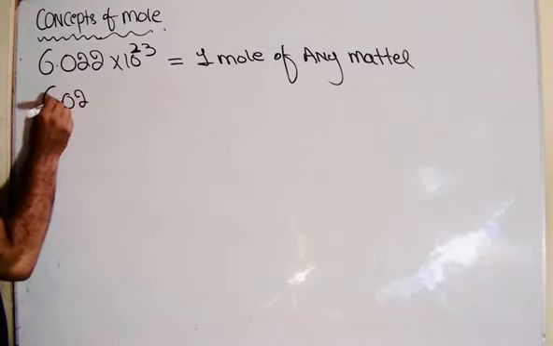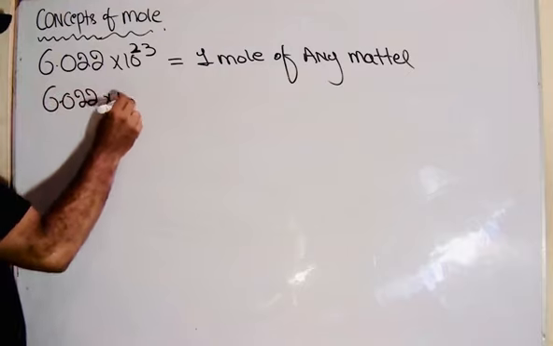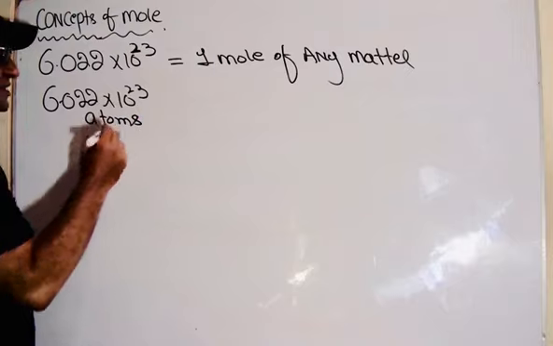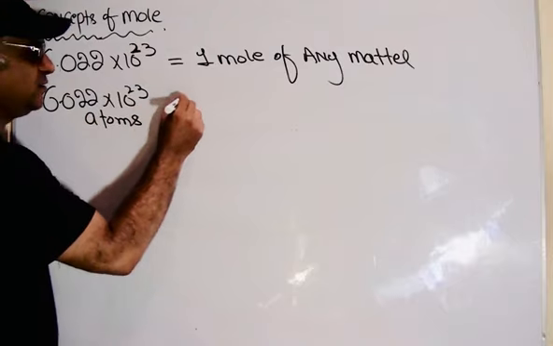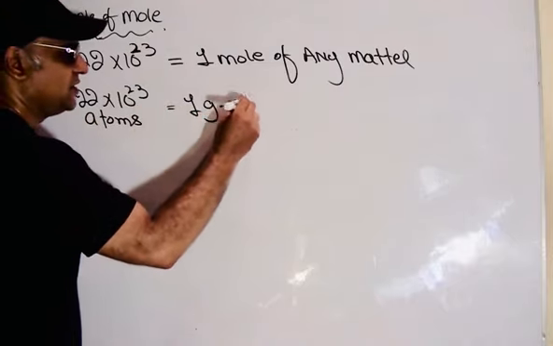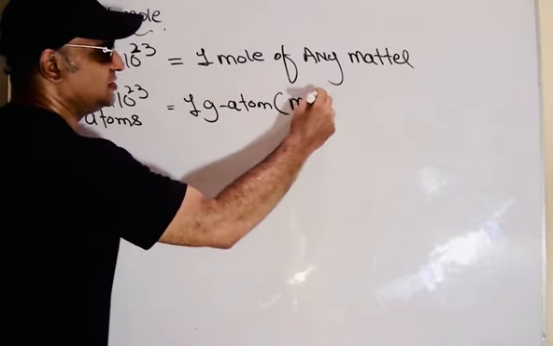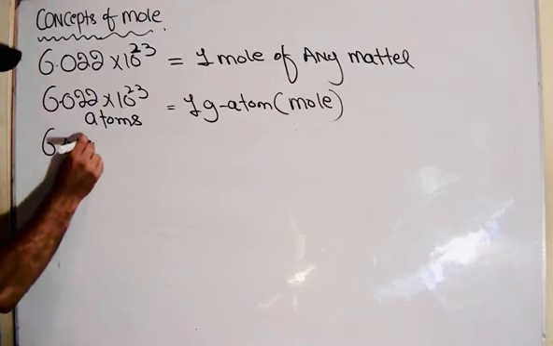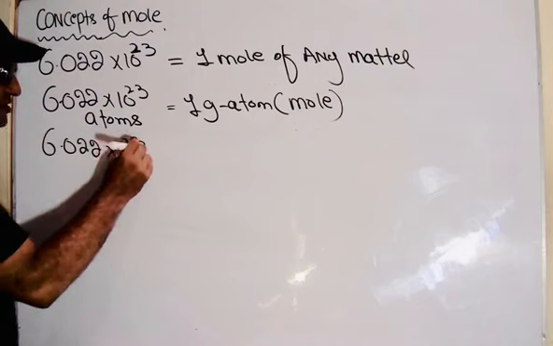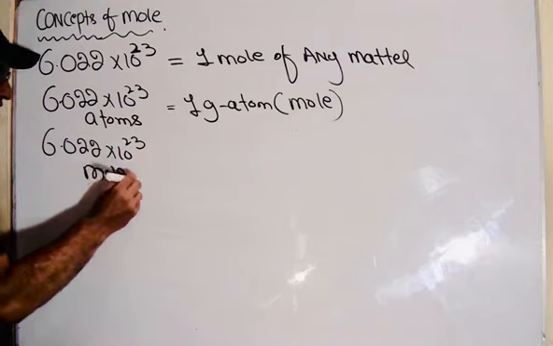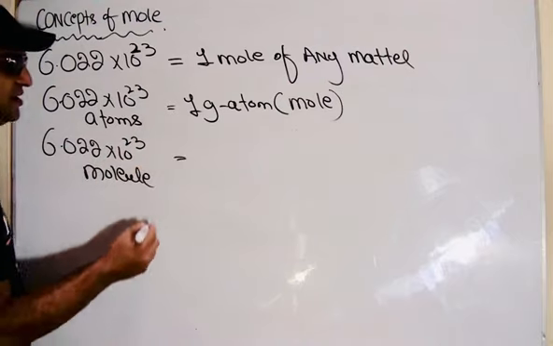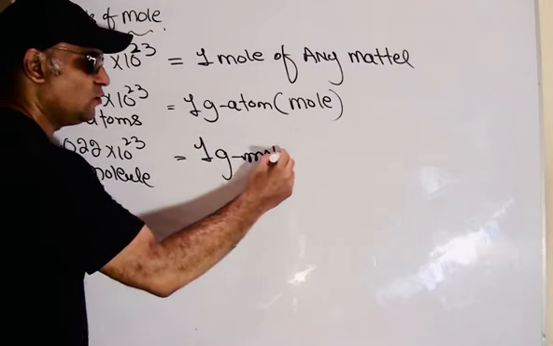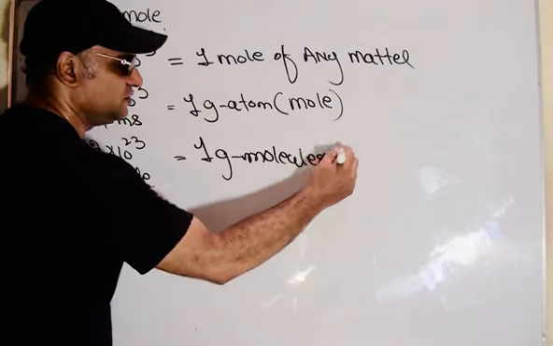Suppose we have 6.022 into 10 to the raised power 23 atoms. This number will explain 1 gram atom, which means 1 mole. If we have 6.022 into 10 to the raised power 23 molecules of any molecular substance, it will justify 1 gram molecule, which is 1 mole.